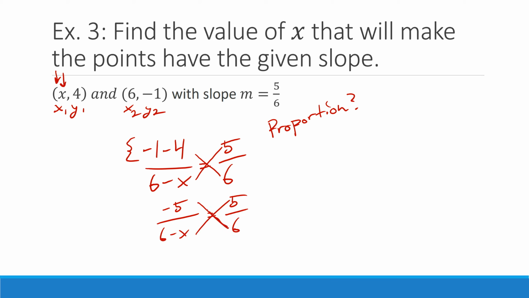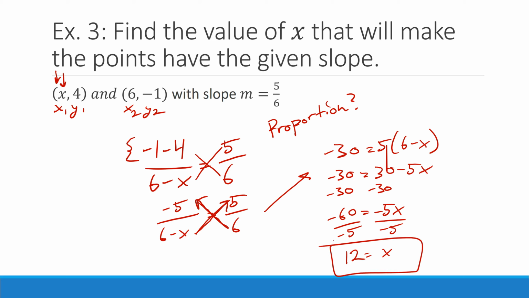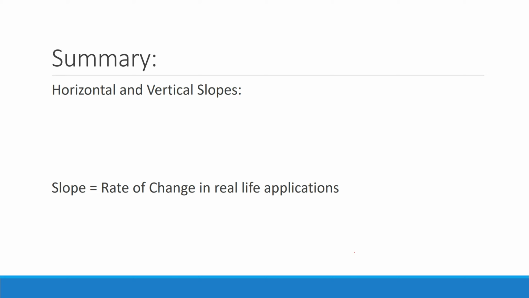When I multiply 6 to the other side to cancel it, I get -30. When I multiply 6 minus x to the other side, don't forget that 5 distributes in, so 5 times 6 minus x. So I have -30 equals 30 minus 5x. I can subtract 30 from both sides to get -60 equals -5x. And I can divide through by -5 to get x equals 12. Very nice. All right, that's all the examples we have for today.